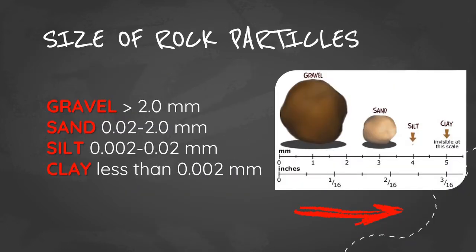So we already said that we can classify the rock particles based on size. Gravel is the largest, usually greater than 2 millimeters, and clay is the smallest, less than 0.002 millimeters, and in between that we have silt and then sand.